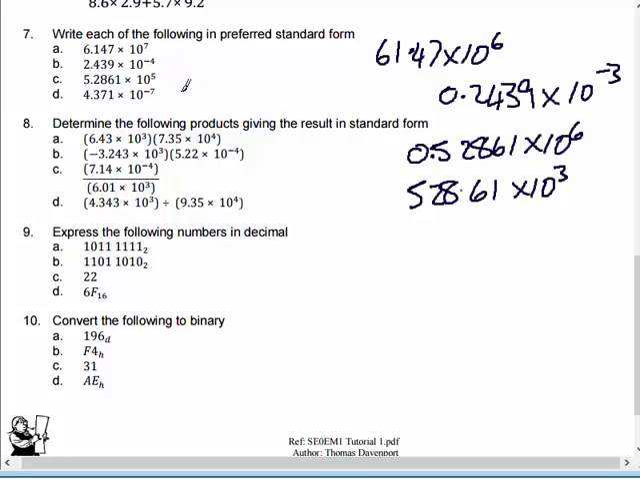Part D, we've got 4.371 times 10 to the minus 7. 10 to the minus 6 is the closest preferred number, which means that we're increasing this by 10, which means that we've got to decrease this by 10. So the answer in that case would be 0.4371 times 10 to the minus 6.